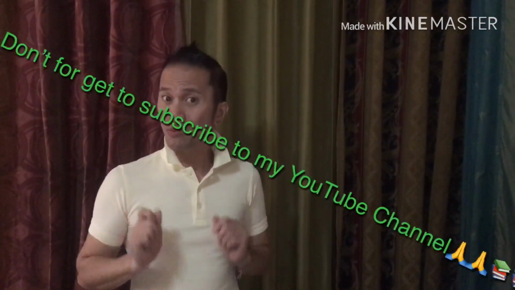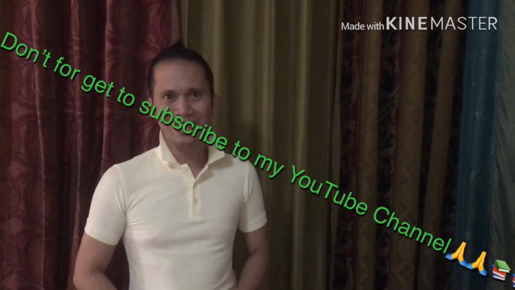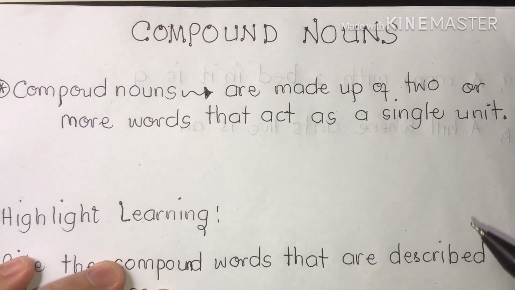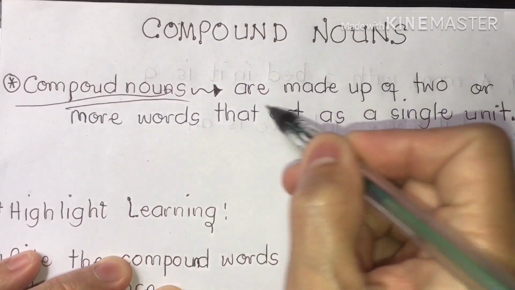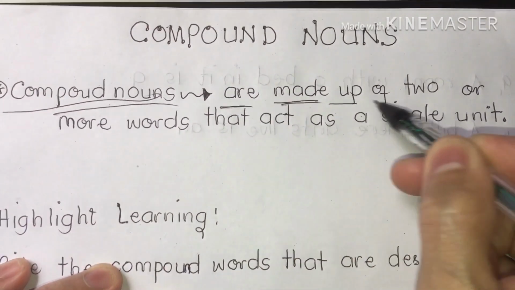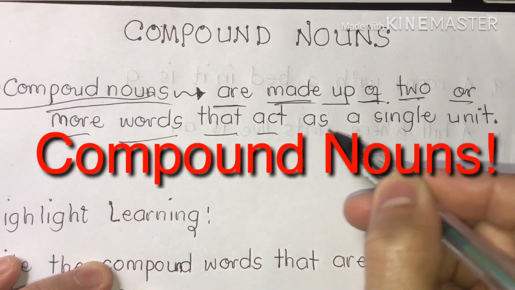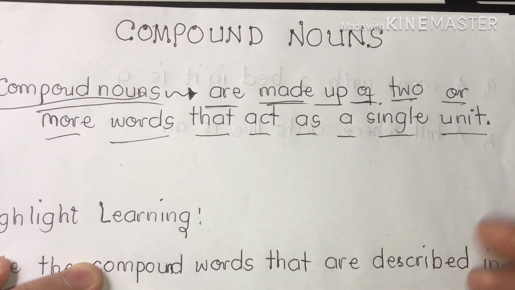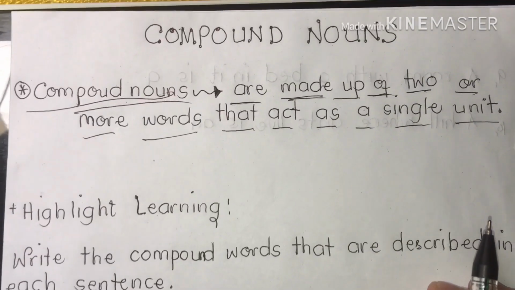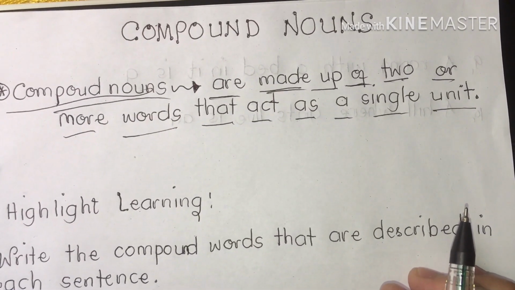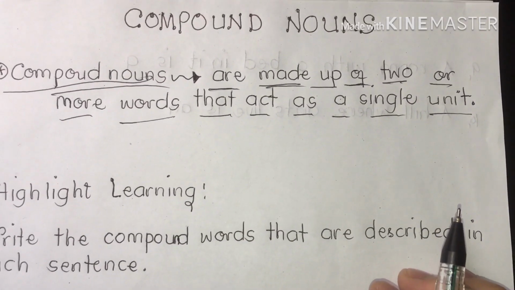Today viewers or students, we're going to discuss compound nouns, or it might be said, compound words. Compound nouns, according to the book, are made up of two or more words that act as a single unit. It might be written in three ways.